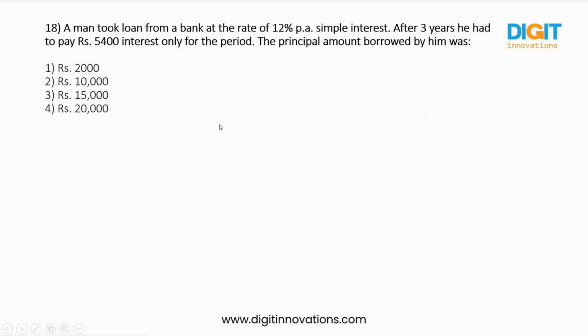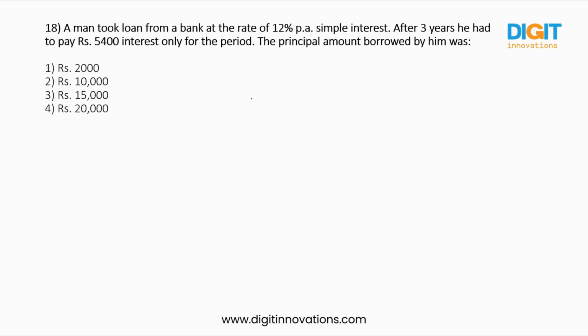So the next one: a man took a loan from a bank at the rate of 12% per annum simple interest. After 3 years, he had to pay rupees 5,400 as interest for the period. What is the principal amount borrowed by him? So they are asking for the principal.